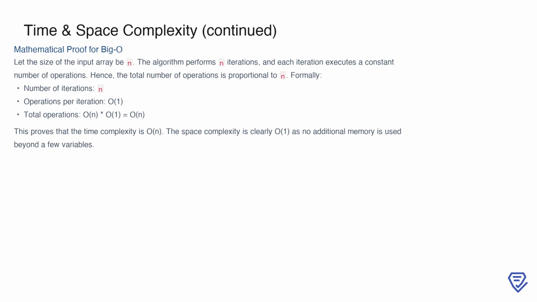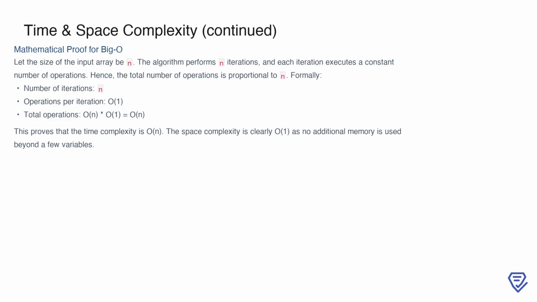The input array has a size of n, and the algorithm performs n iterations through the for loop. Within each iteration, the operations are constant time, 1. Therefore, the total number of operations is proportional to n. Formally, this can be expressed as the number of iterations, n, multiplied by the time taken per iteration, 1, resulting in n. This confirms that the time complexity is linear, O(n).